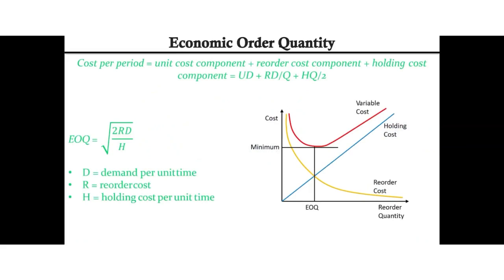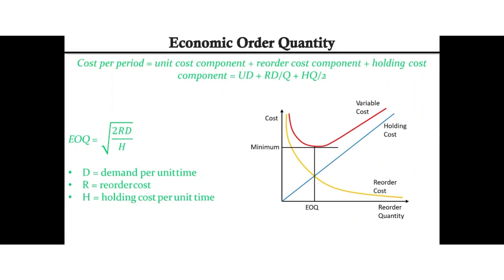Adding these cost components together gives the cost per period. This is the unit component plus reorder cost component plus holding cost component. The unit cost component does not vary with the order size, but if you plot the other two components separately against Q, we get the results shown in this figure. Here you can see that the reorder cost component falls as the order size increases, confirming that larger orders give fewer orders and lower reorder cost components.